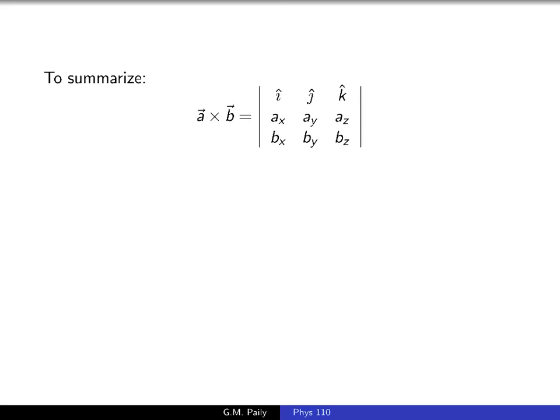To summarize, A cross B is an expression given by this determinant, and we can see that the result of this determinant will be a vector.